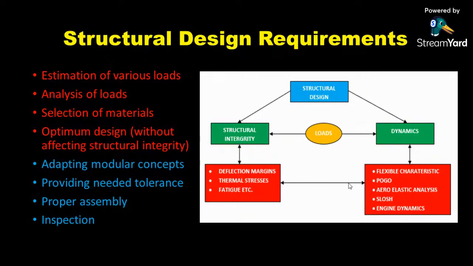So, what all do we require for designing the structure? We need to estimate various loads. We need to determine the forces acting on the rocket during maneuvers, turbulence, landing, and ground operation, which is also known as load analysis. We need to select proper materials. We need to perform analyses: aeroelastic analysis, pogo effect analysis, and slosh analysis.